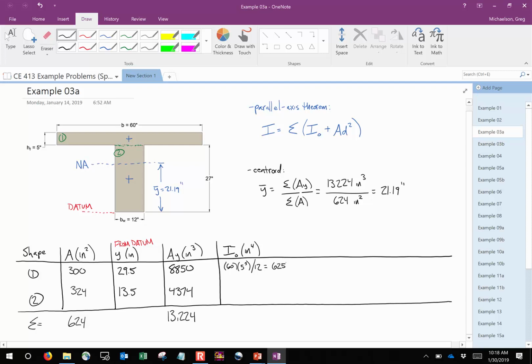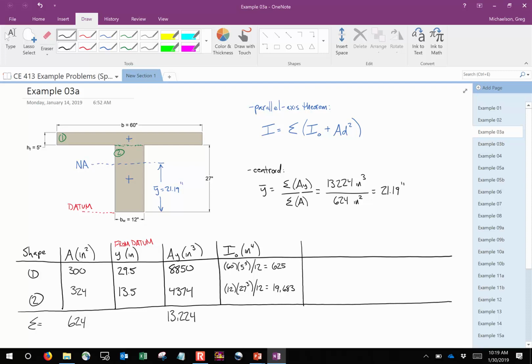Now for the bottom one, for shape number 2, what's it going to be? But what's the formula? There we go. 12 times 27 cubed. And so your 12s cancel, so it's just going to be 27 cubed, and that's going to be 19,683. Is that what you said? Do I have a second on that? Okay.